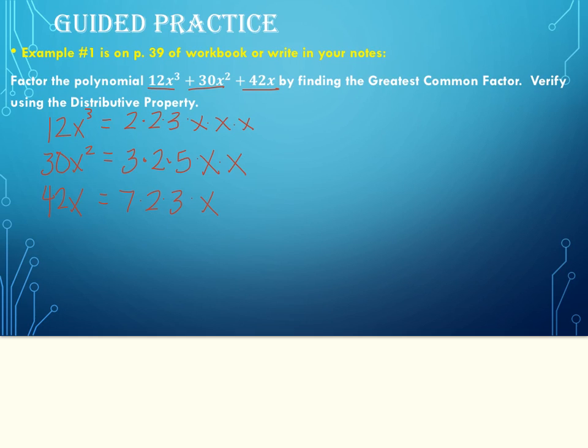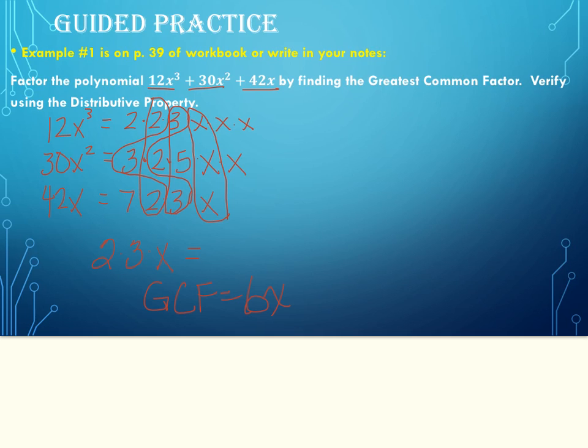So now we look and we say, what do they have in common? Which means all three terms have to share. So there's an x that they share. Now out of the numbers, they will share a 3 only. Oh wait, no, there's also a 2. So you have a common factor of 2, a common factor of 3, and a common factor of x. So your greatest common factor is 6x.